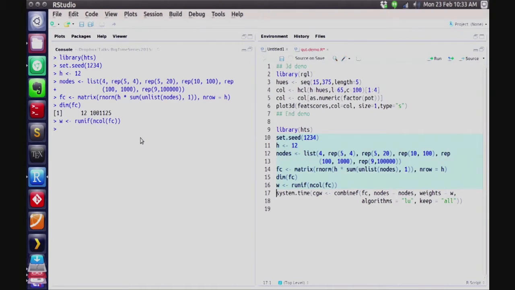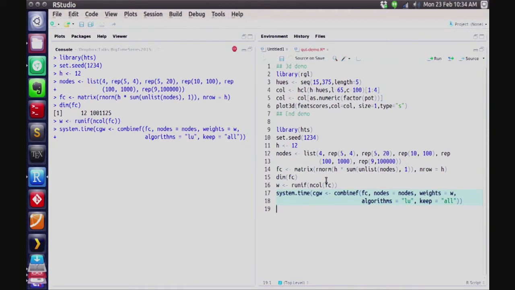What I want to do is to reconcile them, which is the algorithm that I've just described, and the reconciliation can be done relatively quickly. So, assuming this matrix FC is of some forecasts, these two lines here will do the reconciliation. So that's just running there now.